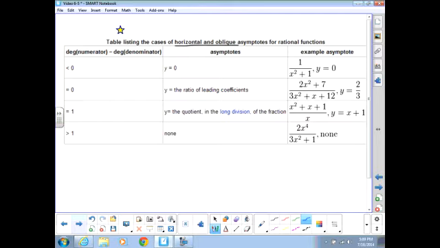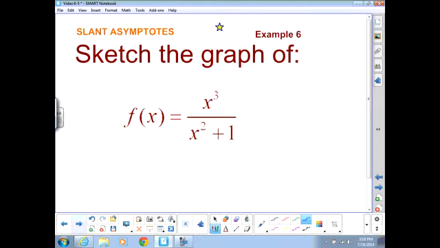If the top degree is 1 more than the bottom, then that's when you do division. That will give you a slant asymptote. And the last case, when the numerator degree is more than 1 greater than the denominator degree, then there's just no horizontal asymptotes. So we're going to look at 2 graphing examples like we did on the last video, carry them all the way through.